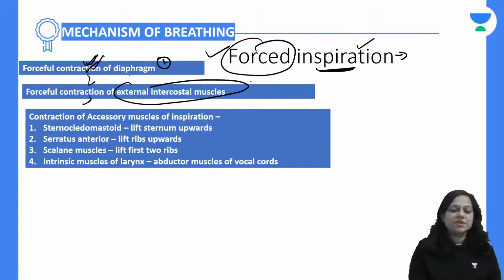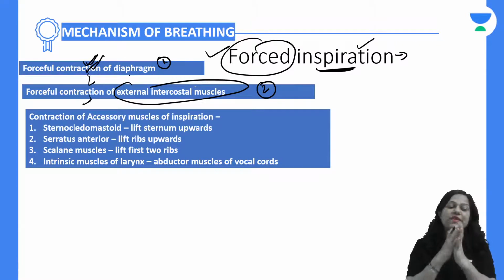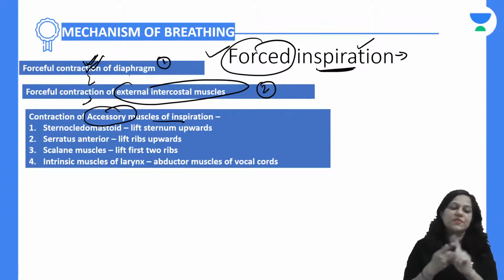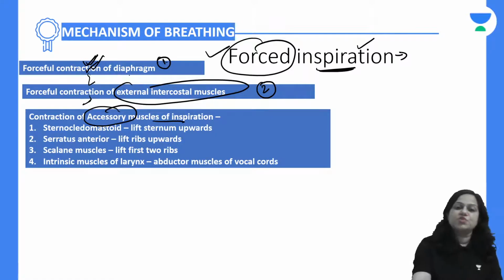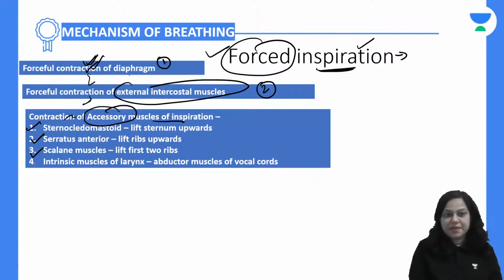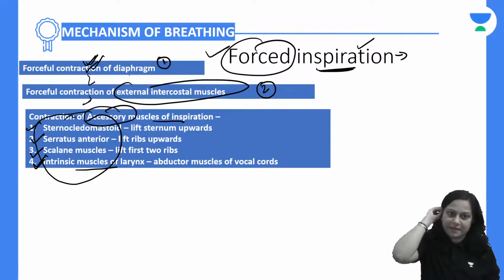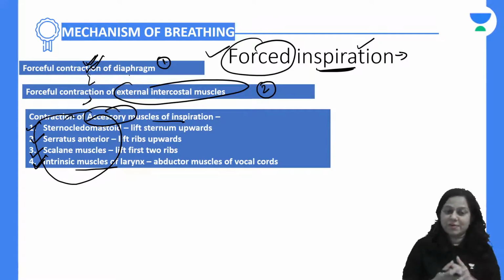Second, another muscle of inspiration is the external intercostal muscle. So there will be forceful contraction of the external intercostal muscle also. Then there are accessory muscles. Now they are needed, right? So accessory muscles of inspiration will also contract. Here: sternocleidomastoid muscle, serratus anterior, scalenus muscle, and intrinsic muscles of the larynx. All these are accessory muscles of inspiration.